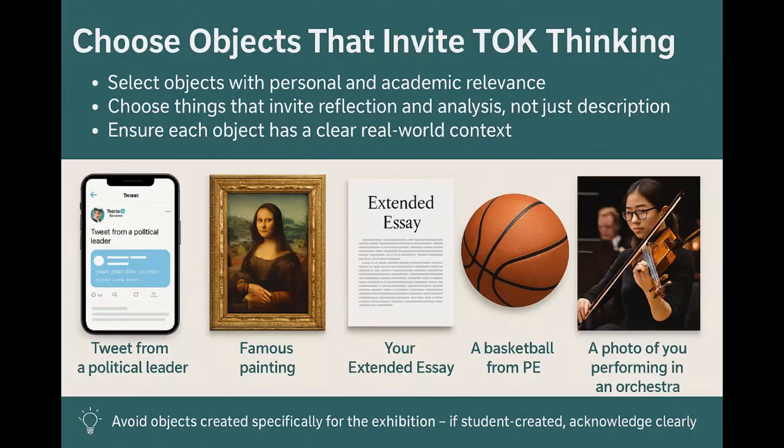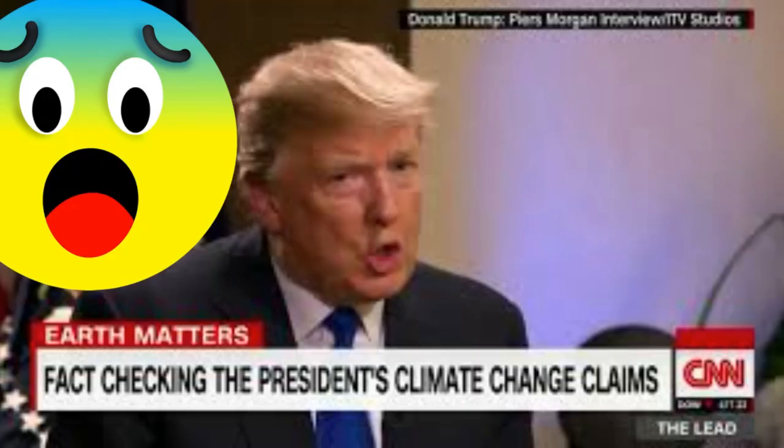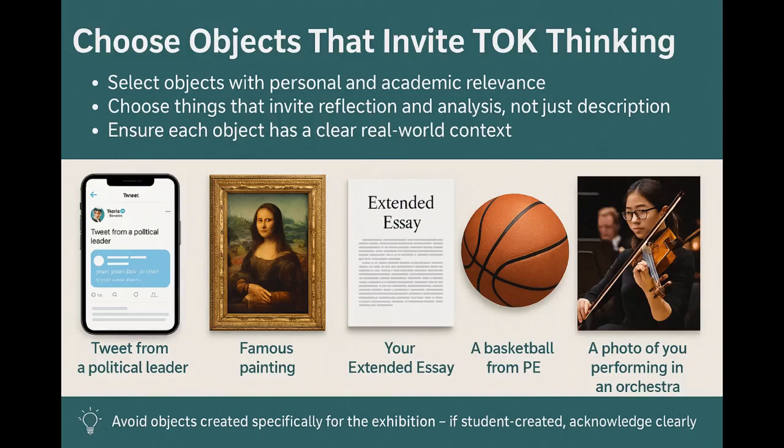Let us now turn to 9 essential strategies for crafting an exceptional theory of knowledge exhibition. First, choose objects that invite philosophical reflection. Select objects that are not merely interesting but intellectually provocative. For instance, a peer-reviewed scientific paper may raise questions about epistemic authority, whereas a viral meme might prompt exploration of knowledge dissemination and distortion in digital cultures. Aim for diversity in form, context, and knowledge type.